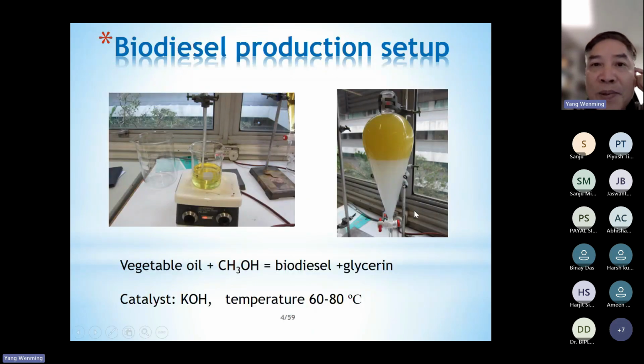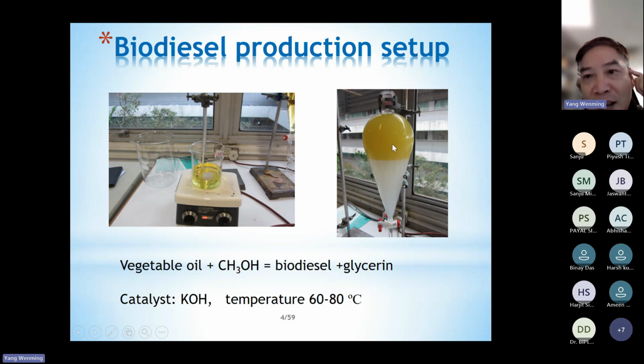We have also built a small setup to produce biodiesel. This one is actually quite simple. We can produce biodiesel 0.5 kilograms each time by using this small setup. Here we use vegetable oil together with methanol and some catalyst, KOH. Then we can change the vegetable oil into biodiesel and glycerin.